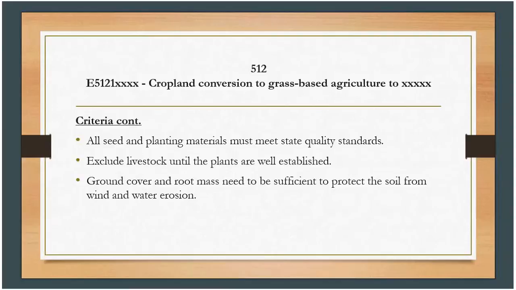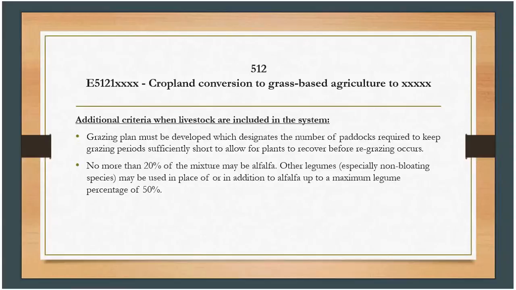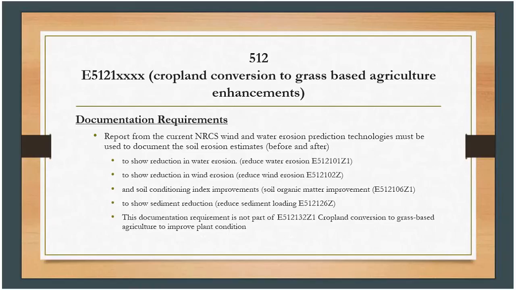All the seed and planting materials must meet the state's quality standards. Exclude livestock until they're established. Ground cover and root mass need to be sufficient to protect the soil from wind and water erosion. A grazing plan must be developed if it's going to be grazed, and not more than 20% of the mixture may be alfalfa. Other legumes may be used in place of or in addition to alfalfa, up to a maximum legume percentage of 50%.